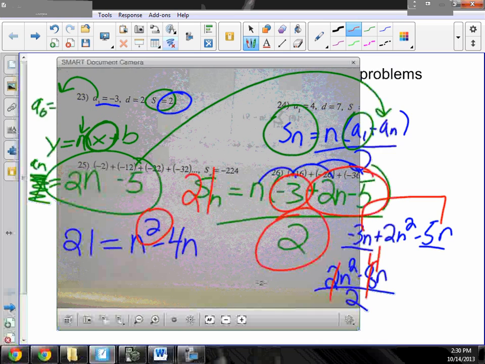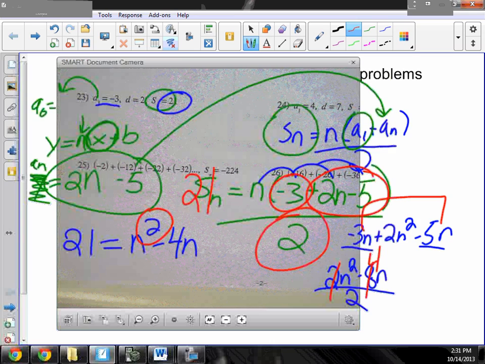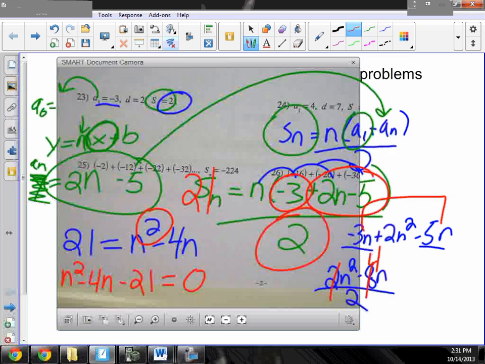So, how do I solve an n squared equation? You factor it, or complete the square, or quadratic formula, or graph it. But in all cases, what do I need to do with this 21? I need to move it to the other side so that I get a 0 over here. We want to find the roots. So my quadratic is n squared minus 4n minus 21 equals 0. And then I don't care what method you use to solve it. You can factor it, complete the square, quadratic formula, or graph it. Factoring is by far the easiest in this case.